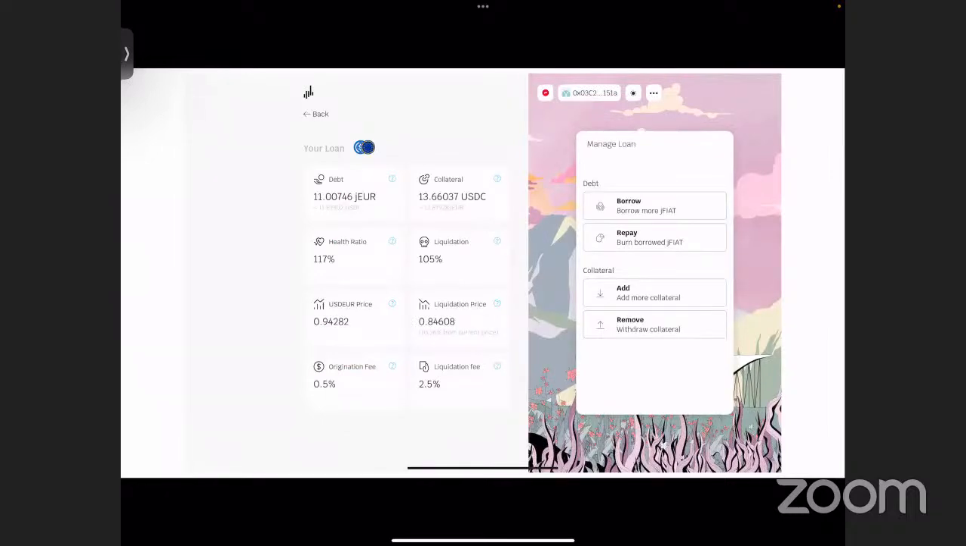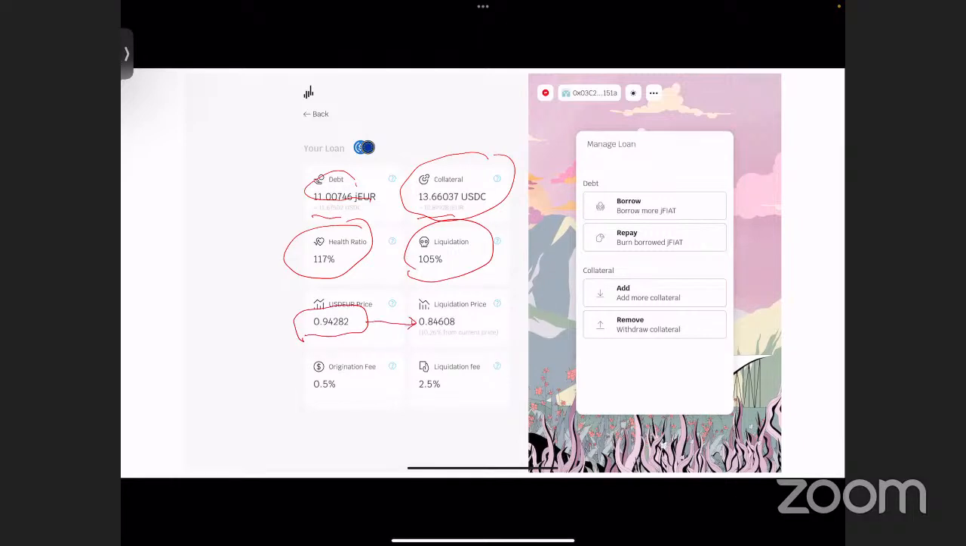So this, for example, is Jarvis.money. Here it's a loan in USDC. You see that I have deposited 13 USDC, which is equal to 12.87 JEuro. I have borrowed 11 JEuro, which is equal to 11.6 USDC. My health ratio is 117%. I will get liquidated if my health ratio falls below 105. This is the current price.